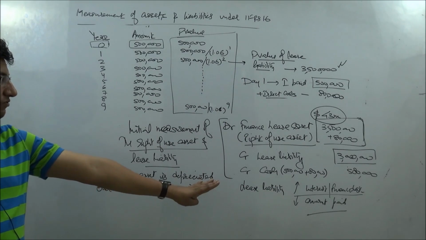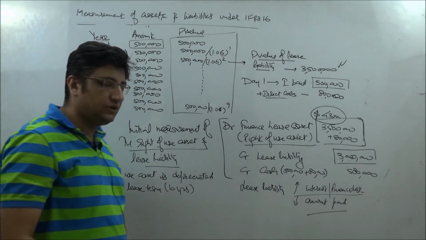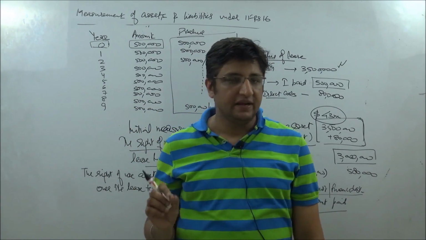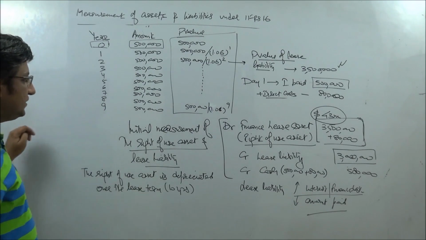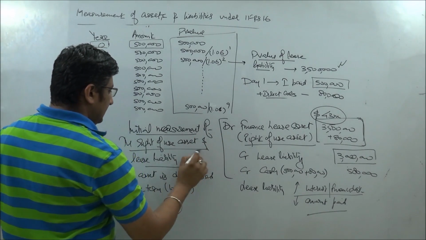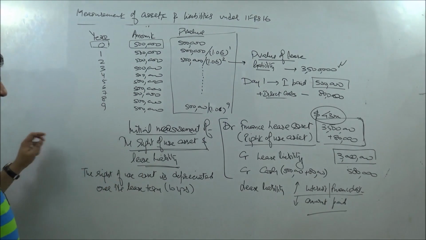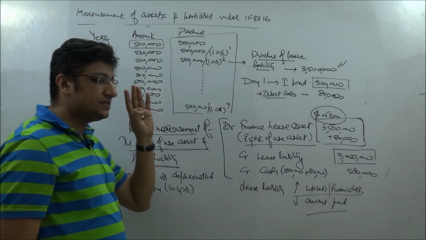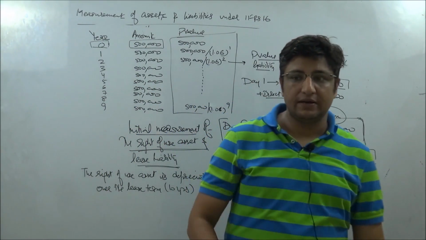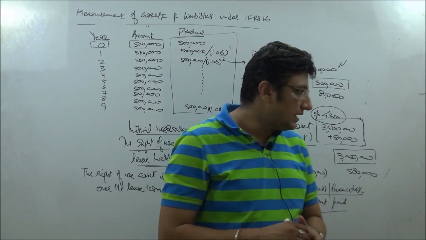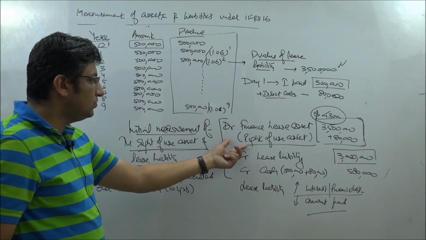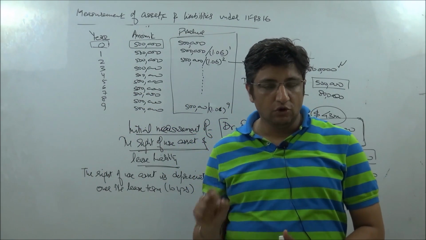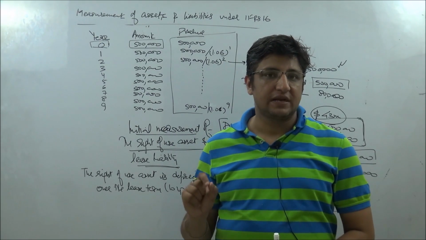Are we comfortable with this so far, right? So this is something that you want to take into consideration when you do the initial measurement of both the right of use asset and the lease liability, right? Of course, the discussion does not stop here. You may want to consider how this right of use asset should be subsequently measured, right?